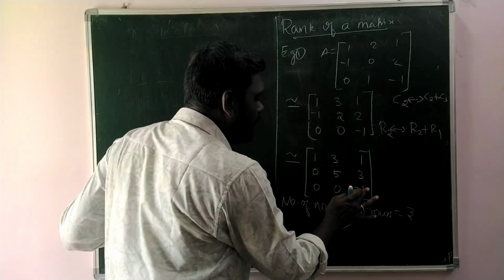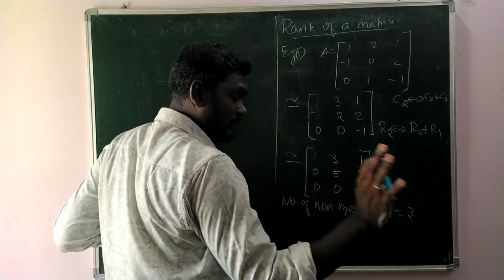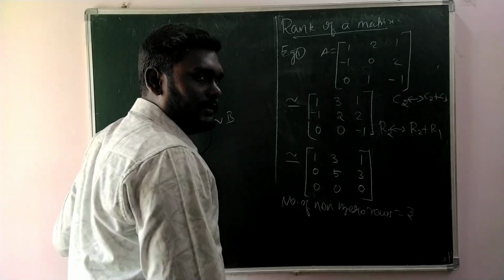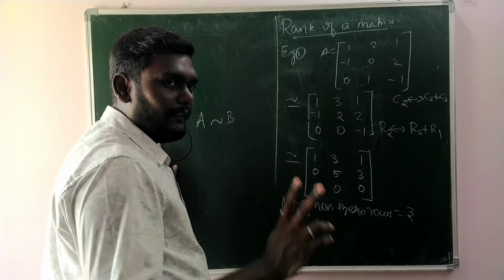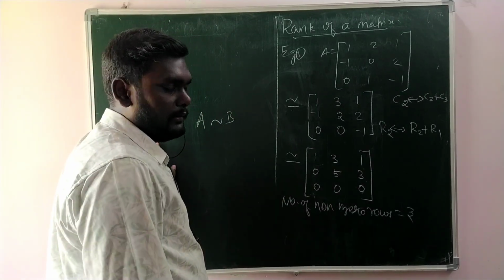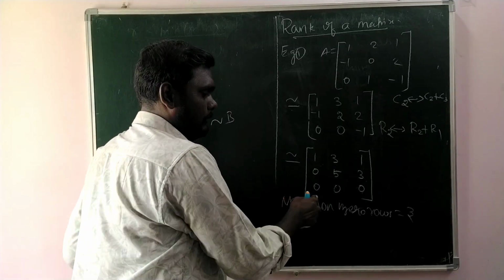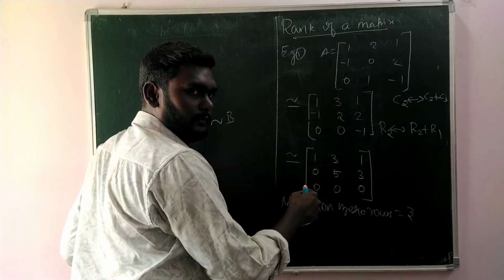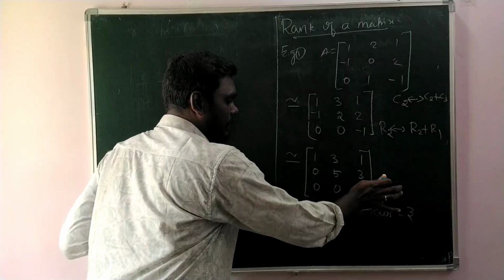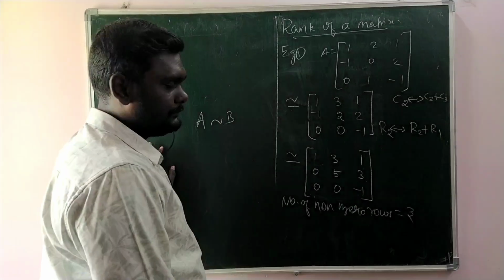Suppose this also has become 0, just in case. Now the number of non-zero rows will become 2. Why? Because this row has full 0 entries. This is a zero row. This one is not fully 0. That is what it counts. Alright.